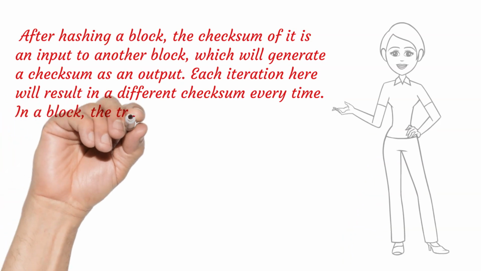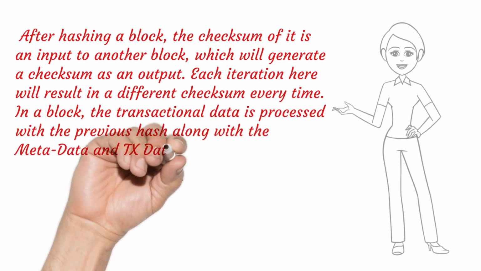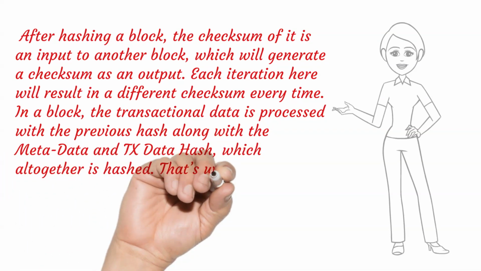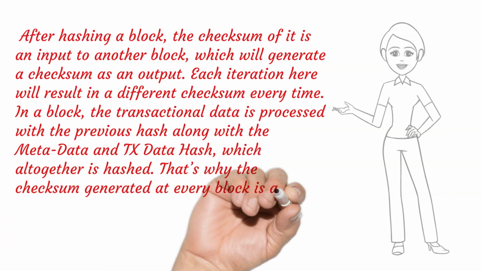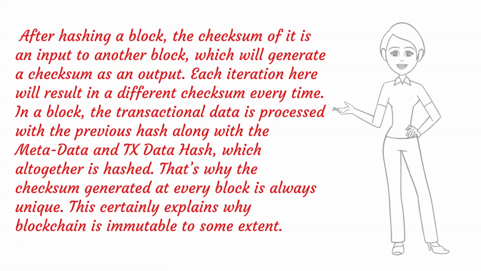In a block, the transactional data is processed with the previous hash along with the metadata and TX data hash, which altogether is hashed. That's why the checksum generated at every block is always unique. This certainly explains why blockchain is immutable to some extent.